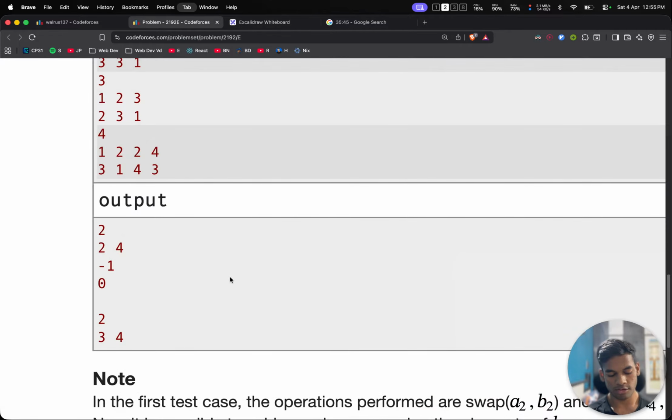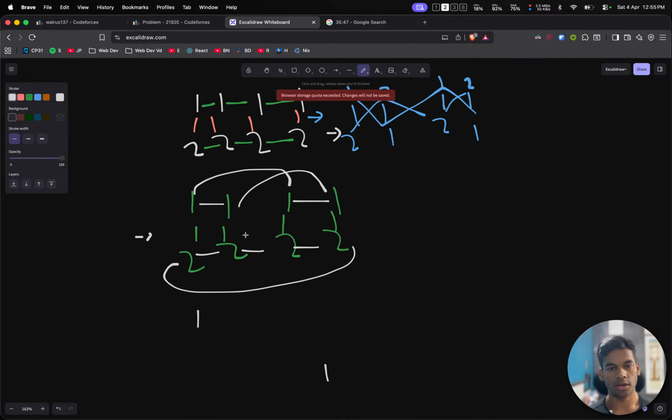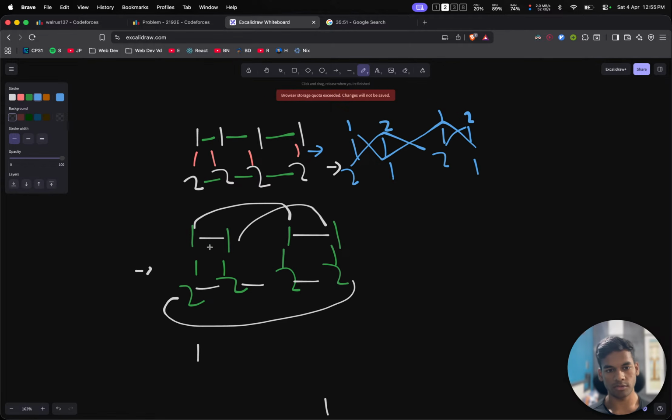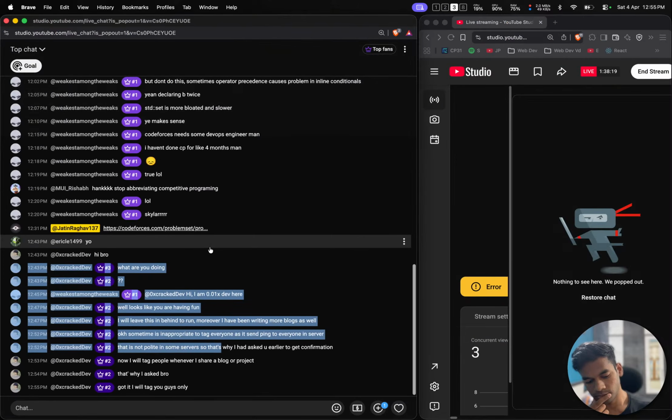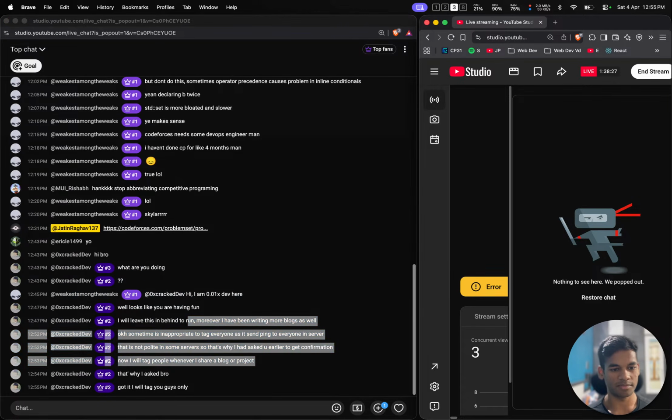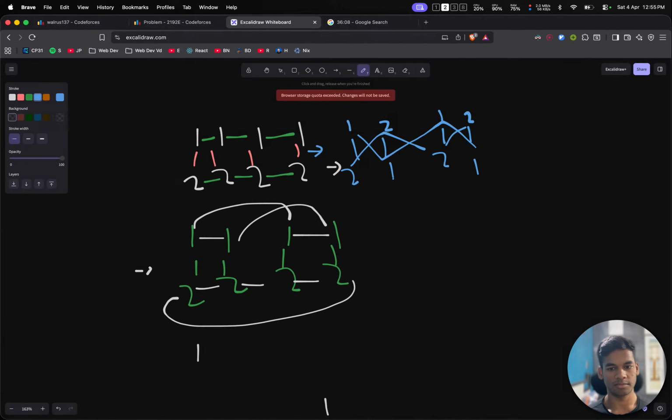I guess bipartite graph is not the way to go here. Some other kind of graph. And you can tag Dars Parikh. Yes, you can tag us.